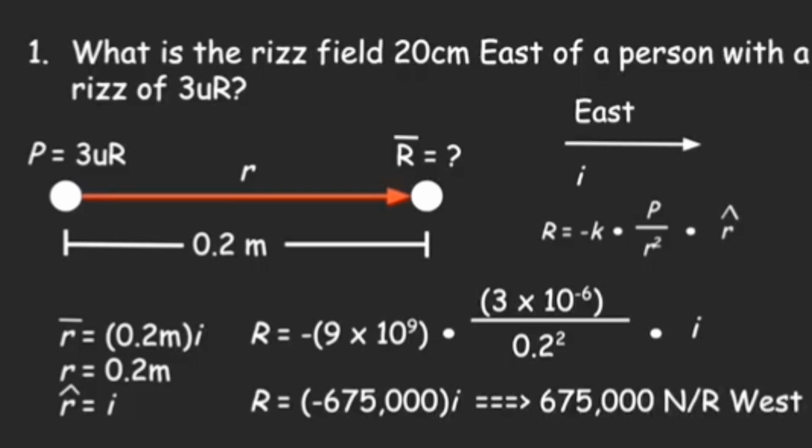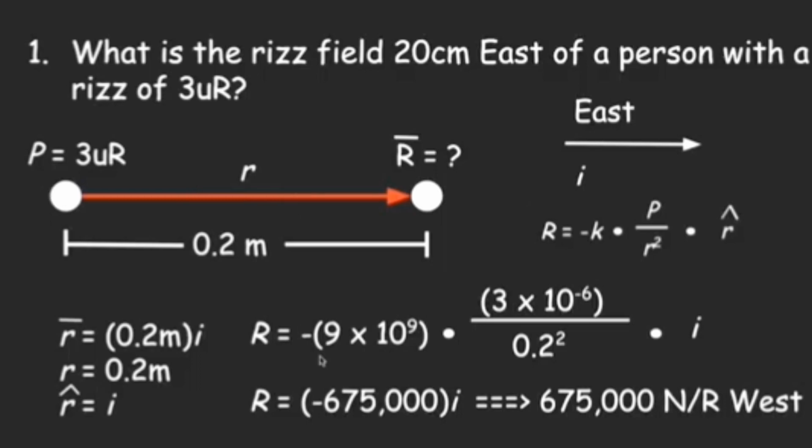Now, what does this result mean? It means that a baddie at this distance will experience a force with this intensity towards the person with the positive Riz. In other words, a person with positive Riz will be pulling baddies left and right, up and down.